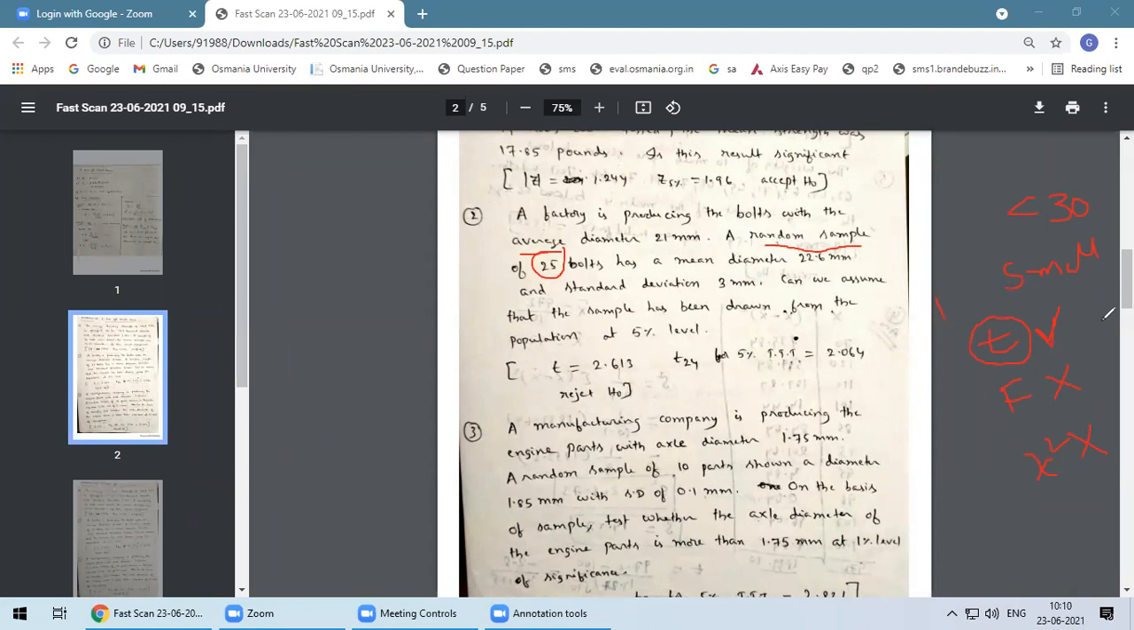If it is a small sample test and a mean or average is given in the problem, only one test is there, that is the t-test. After that, how many t-tests are there? There are 4 tests in the t-test: t-test for single mean, difference of means, paired t-test, and correlation. If you observe the entire data, correlation is not given, so you cannot apply correlation. So what is left? Single mean, difference of means, and paired t-test.